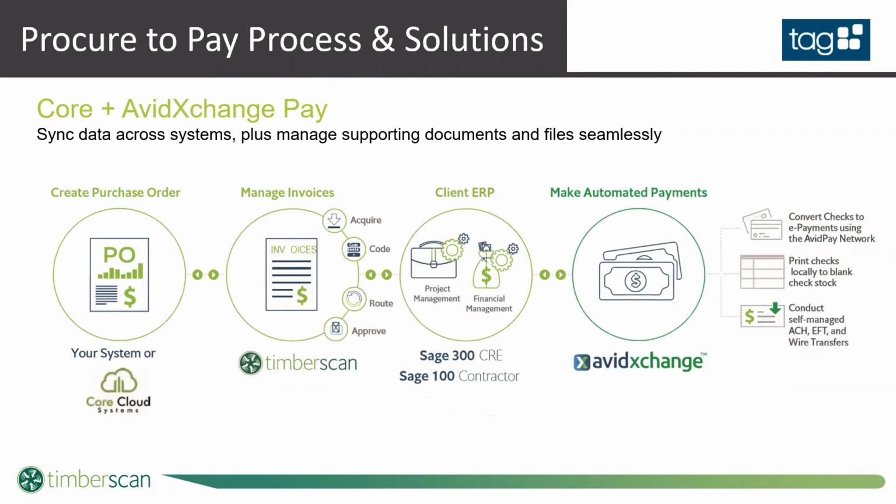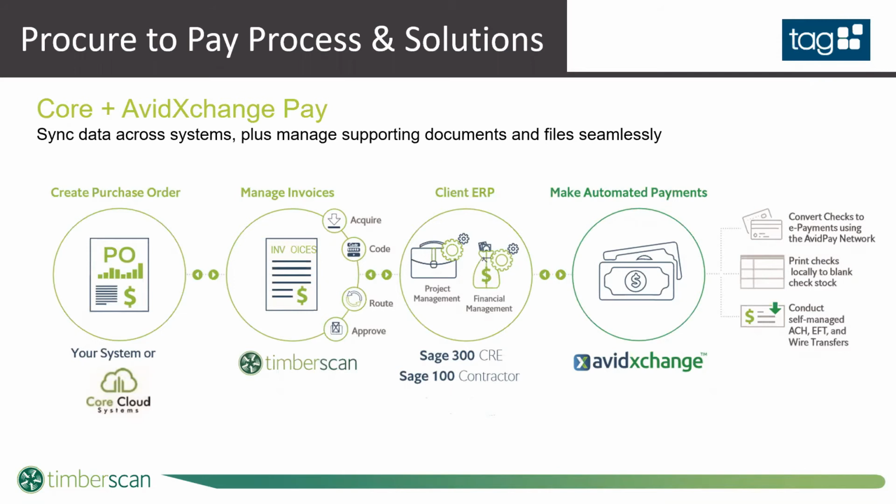Once you've finished your receiving ticket and that's been completed, those receiving documents also get sent to TimberScan electronically. So then you have both your purchase order and your receiving tickets available in TimberScan as what we call supporting documents. So they're there so you can do your 3-way match, or 2 or 3-way match when the invoice hits your door.